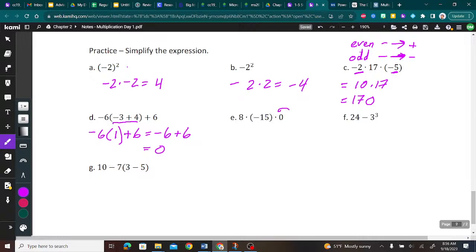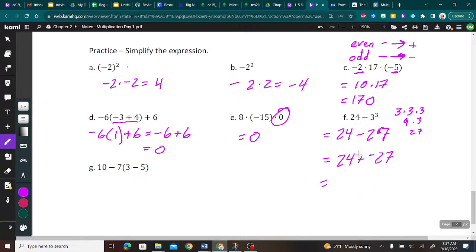In letter E, since we're multiplying by 0, the answer is 0. In letter F, we have 24 minus 3 cubed, which is 3 times 3 times 3. 3 times 3 is 9, times 3 is 27. So we have 24 minus 27. But remember, we don't subtract anymore, we add the opposite. So we change the minus sign to a plus, we change the positive 27 to a negative 27. Same signs we would add and keep, but these are different signs, so we subtract. 27 minus 24 is 3. And then we use the sign of the bigger number. 27 is bigger than 24, so 27 is negative, so our answer is negative.